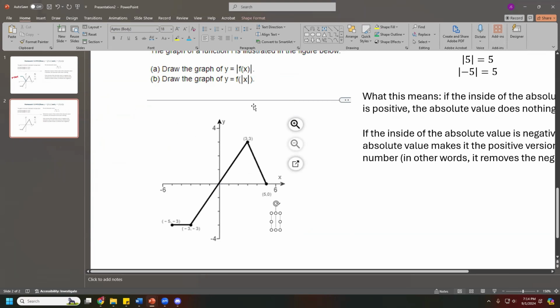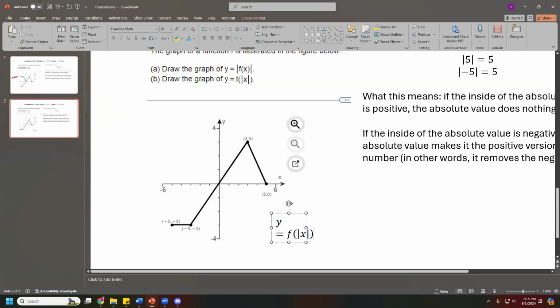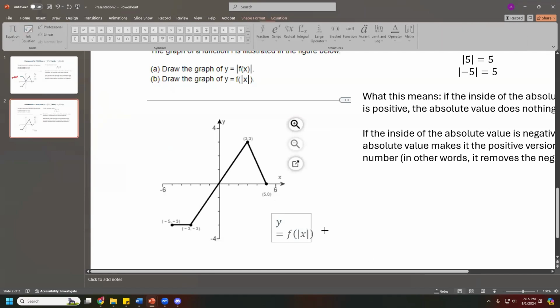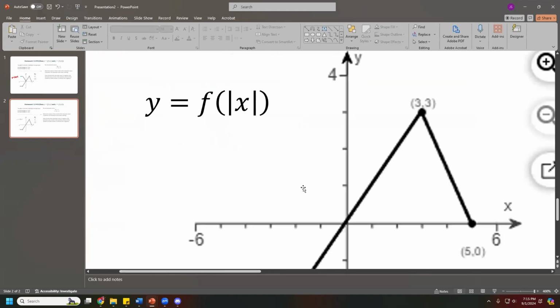So again, because absolute values don't do anything to positive numbers, I could pretty much just leave this little corner untouched. The only thing I really care about is what happens when I plug in negative x values. So what I'm interested in, just so I have it written, is y equals f of absolute value x. I'm going to throw this where I can see it when I'm zoomed in. Yeah, looks fine. And we'll get in real close.